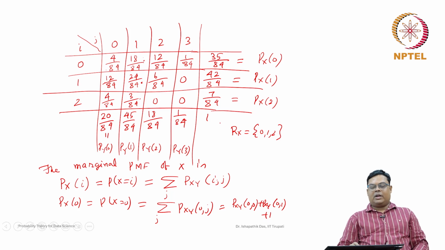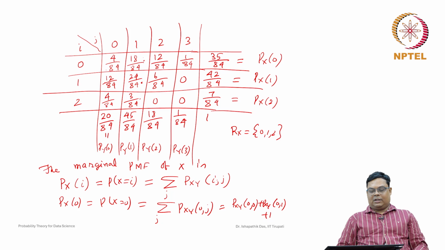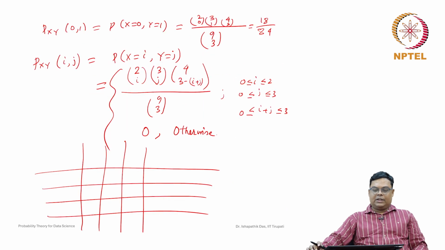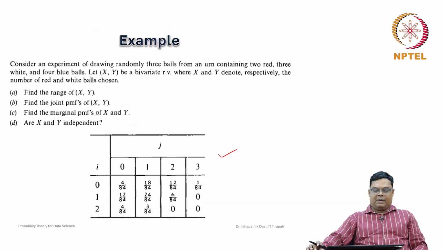In this way we can find the marginal probability mass function of y. Here you can find the marginal probability mass function of x. This was the question: find the marginal probability mass function of x and y, and we have found that.